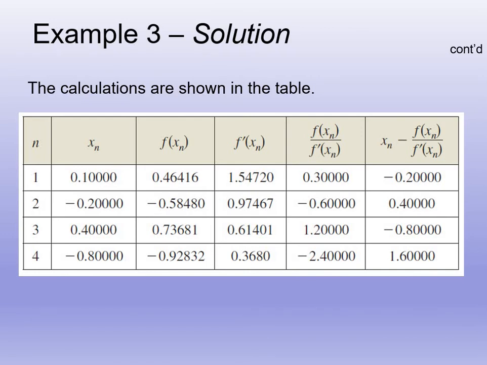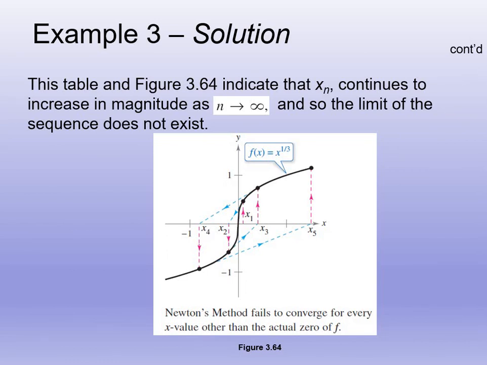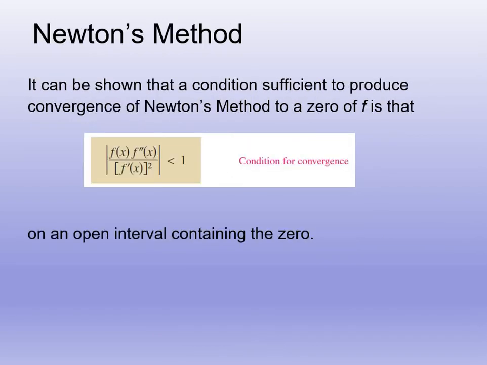It makes more sense if we look at this graphically. It's not really converging here. Why? Because as we take the limit, we get a vertical tangent line there, so that's where we're going to have some issues. It's only going to converge for every x value other than the actual zero of f. So this is another reason why Newton's method doesn't quite work out.